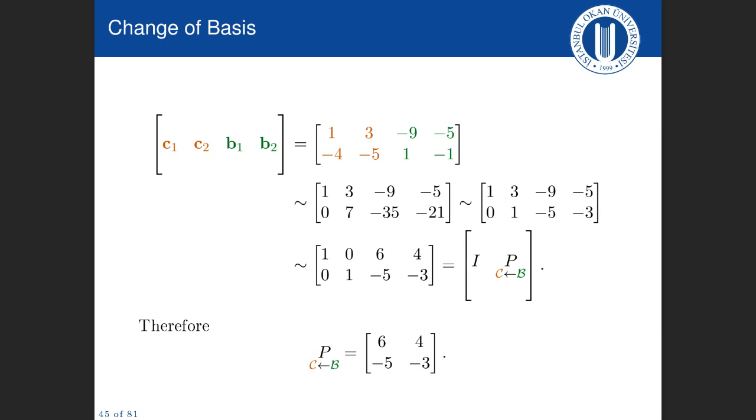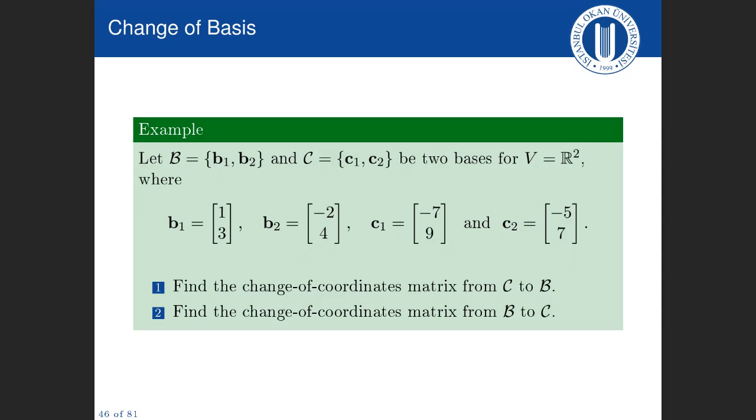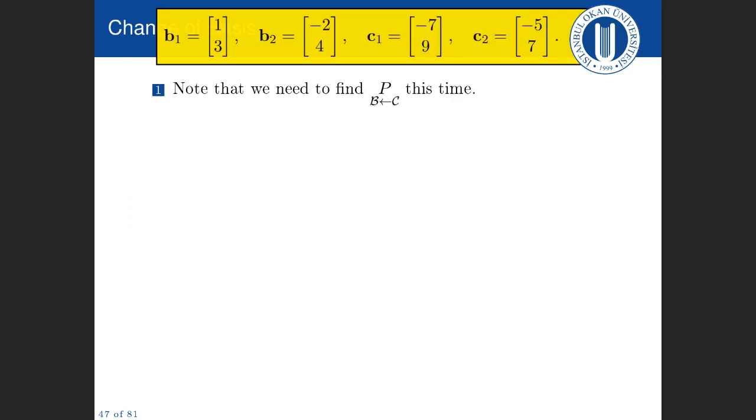Let's do another one. Let's suppose we have two bases for R2 and we're given each of these four vectors. Find the change of coordinates matrix from C to B and find the change of coordinates matrix from B to C. Now, in the first step, we need to find the change of coordinates matrix from C to B. So that's the opposite way from what we did before.